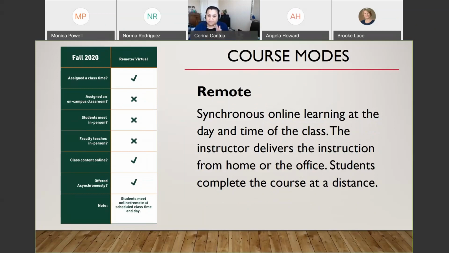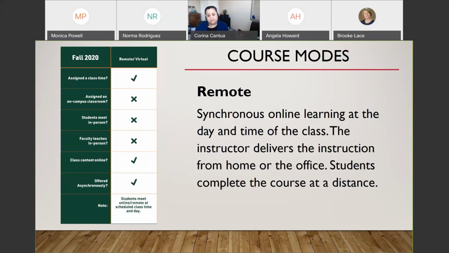So if you look on the left-hand side of this slide, in the summary of the courses, you'll see that some of the check marks that we had seen in the previous course modes are now X's, because that indicates, for example, that this particular course mode will not have a classroom on campus assigned to it, and that students and faculty are not present in person in that class. Okay, so it is still offered during the class time, the day and time scheduled, but it is going to be remotely. So it's going to be remote.